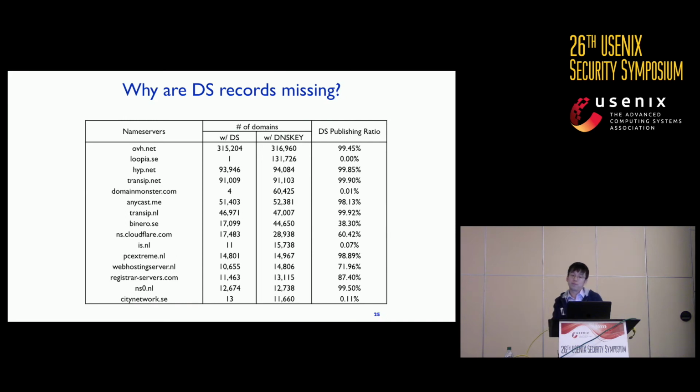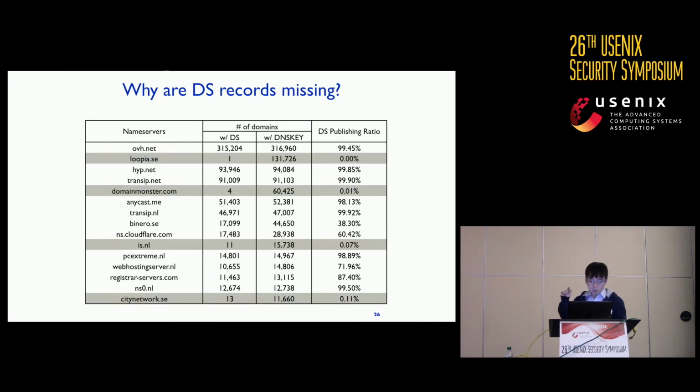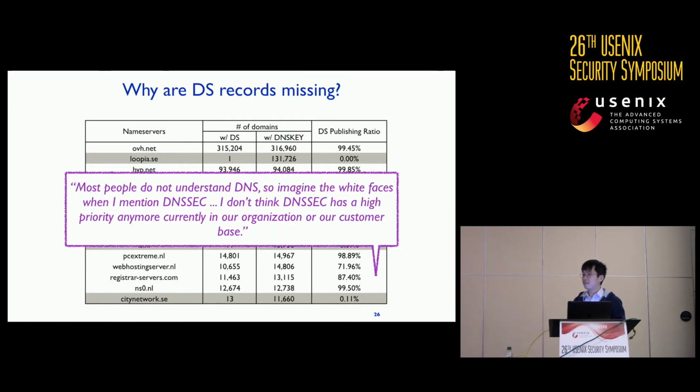So here's the result. What you see is we observed two classes: operators that do right all the time, or do wrong all the time. So actually, we contacted all four of these operators to ask the reason behind this phenomenon. One of the administrators said that most people do not understand DNS. So imagine the blank faces when I mentioned DNSSEC. I don't think DNSSEC has priority anymore currently in our organization or our customer base. But the funny part is that they tried to support DNSSEC by deploying DNSKEY, but simply forgot to upload the DS record.